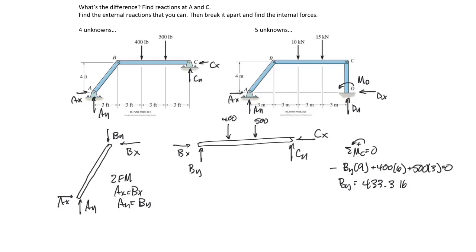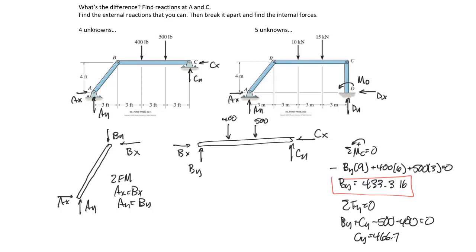Okay, can I solve anything else? I actually could solve for the forces in the y right here. So let's do that. Sum of the forces in the y is equal to 0. So I got BY plus CY minus 500 minus 400 is equal to 0. So CY is equal to 466.7. Okay, then I got two of the components there.